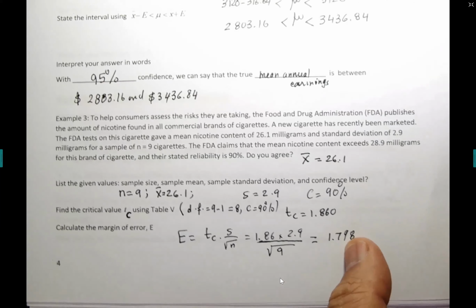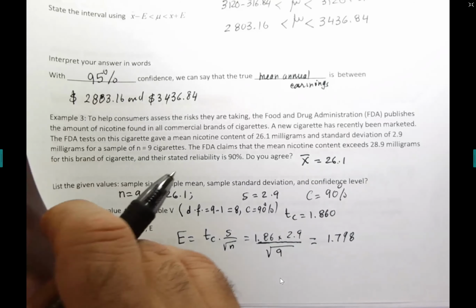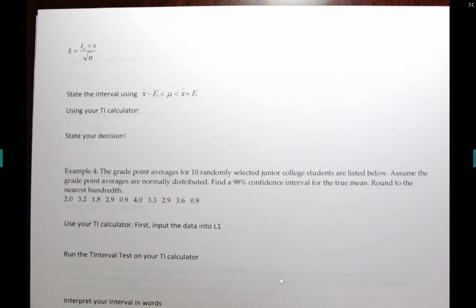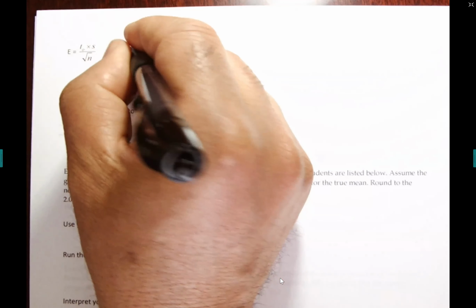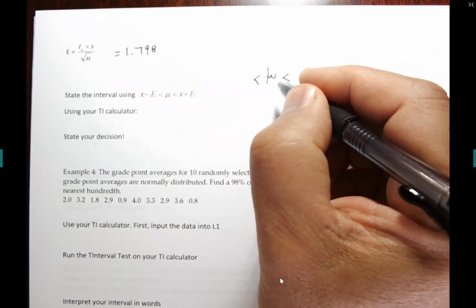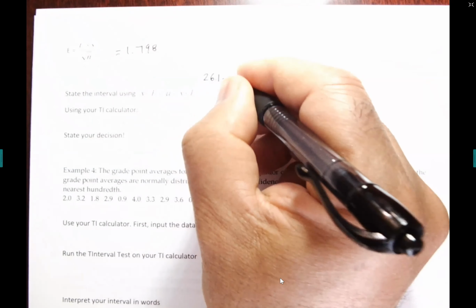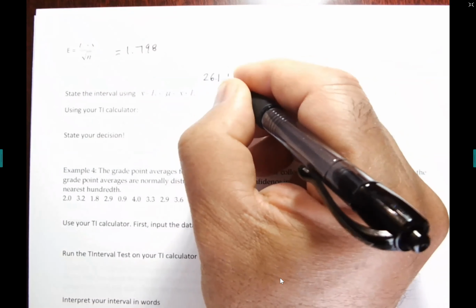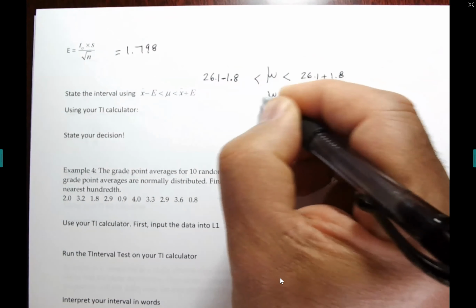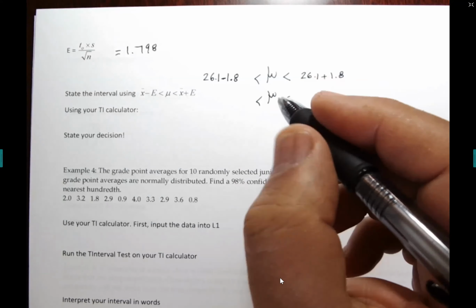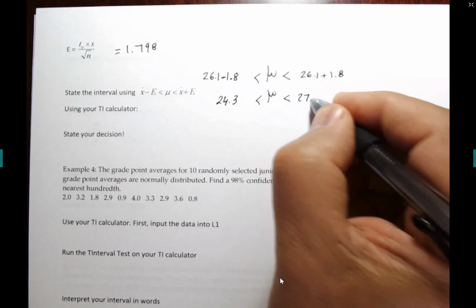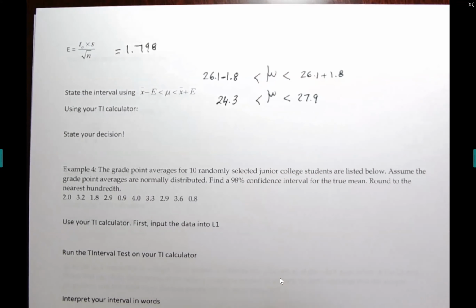Let me turn the page over and see what's on the next page. There you go. I put room for you guys to finish this so you can write notes. That's why I call it a guided notebook. And the mean, watch, X bar was 26.1 minus 1.8. I'll just make it 1.8. And 26.1 plus 1.8. So 26.1 minus 1.8 would be 24.3, and 26.1 plus 1.8 will be 27.9. That's the interval. Now the question is, you haven't answered the question.